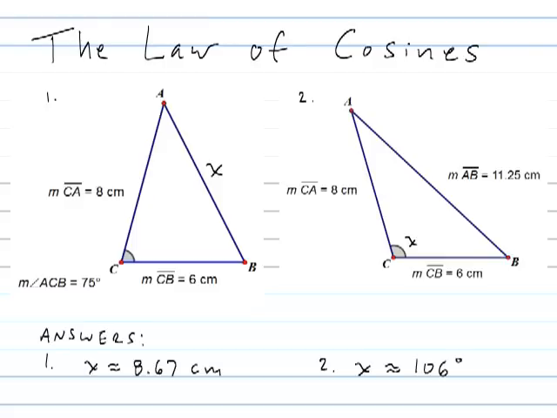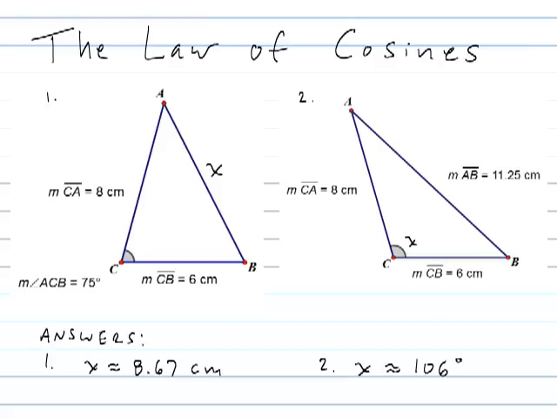So the answers to the two questions: for number 1, it's approximately 8.67 centimeters, and for number 2, it's approximately x equals 106 degrees. If you got these two answers, you already know the law of cosines, or you were a very good guesser. Either way, you can proceed to some new topic.